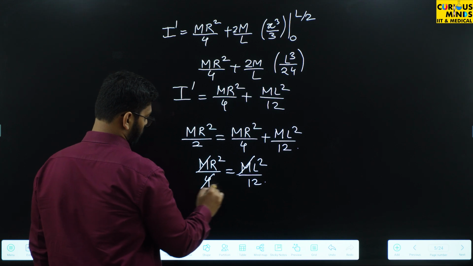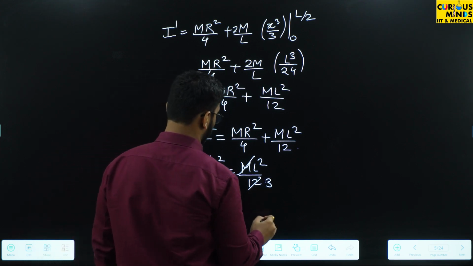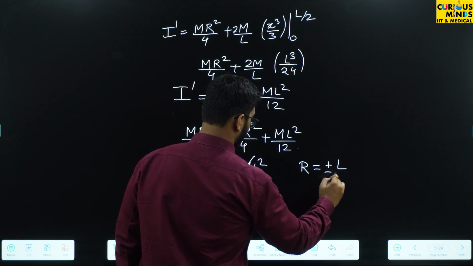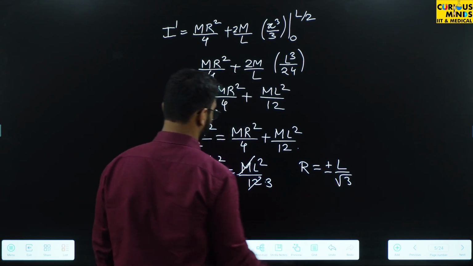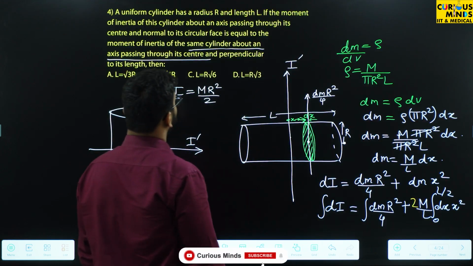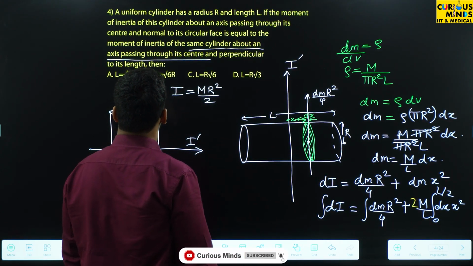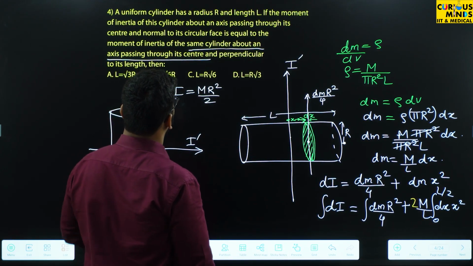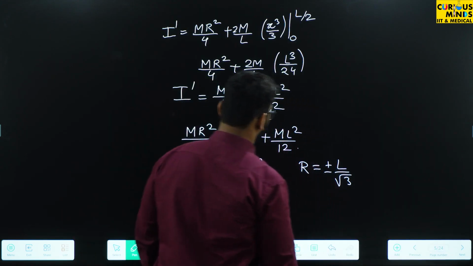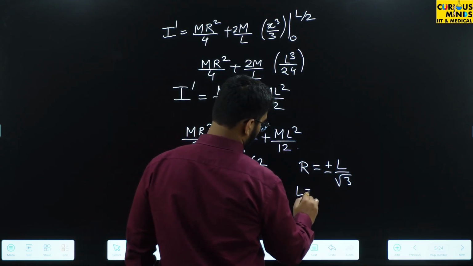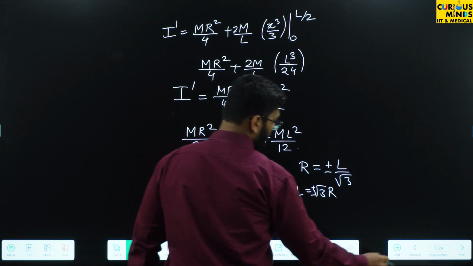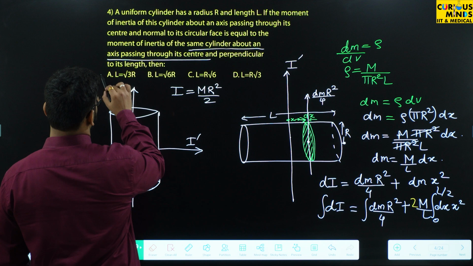M cancels, 4 into 3. So if we take a square root, r is equal to plus or minus L by root 3. R is equal to plus or minus L by root 3. Okay, so L is equal to root 3 R. L is equal to root 3 R, plus or minus root 3 R. So L is equal to root 3 R is the correct option. That is this one.